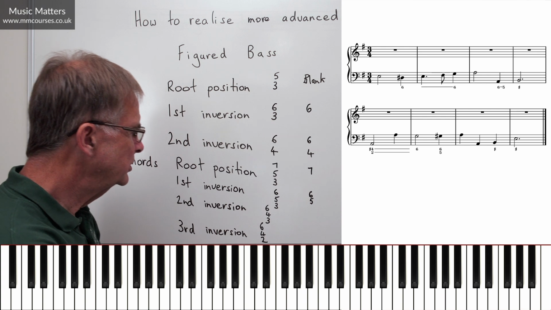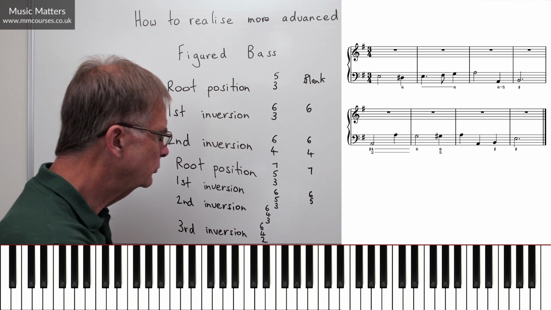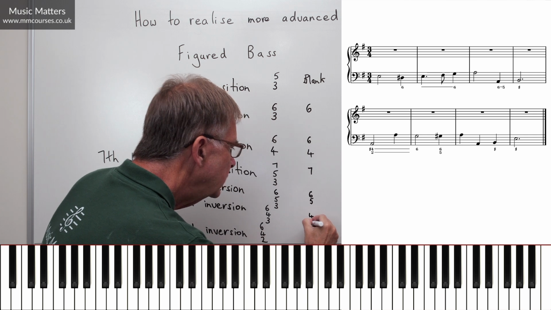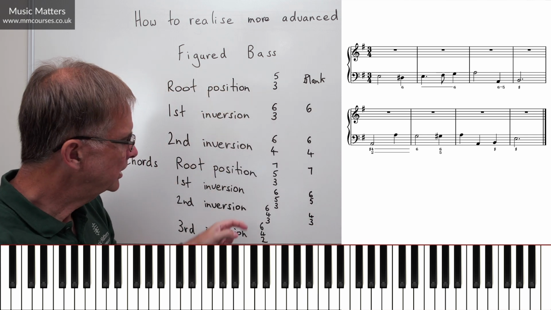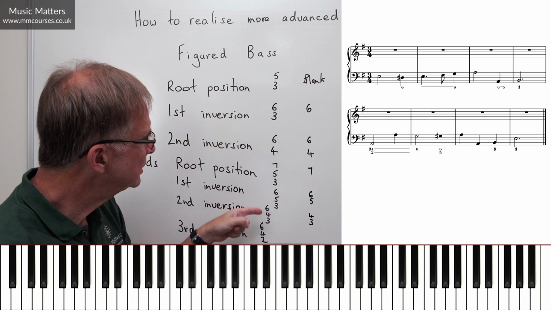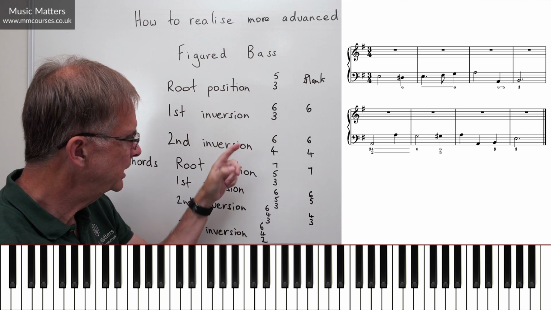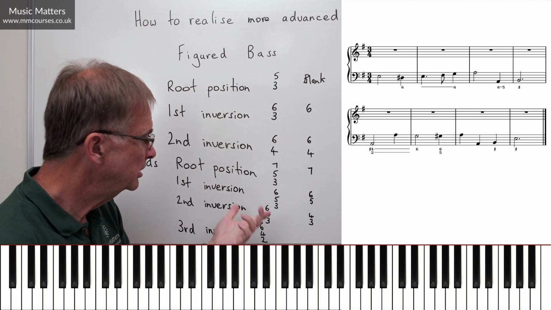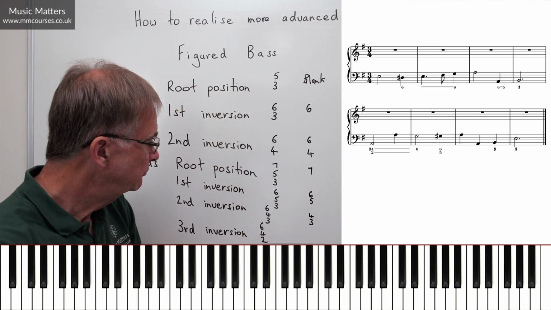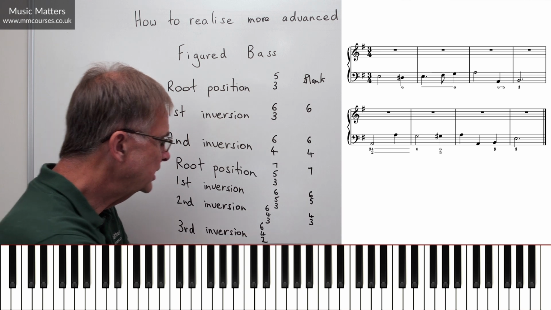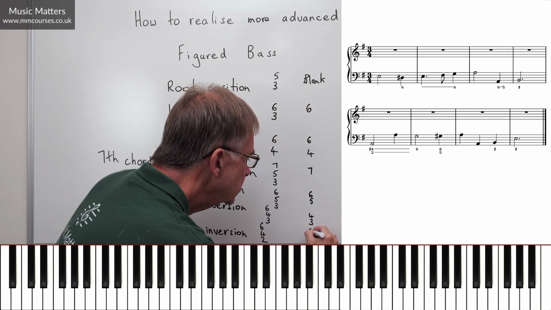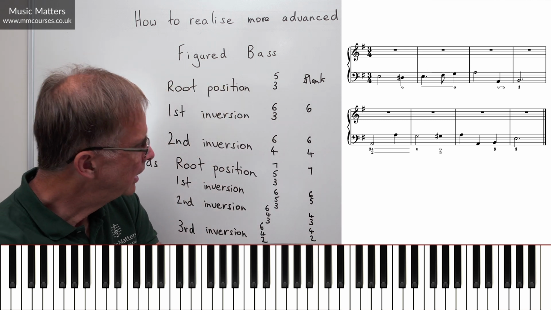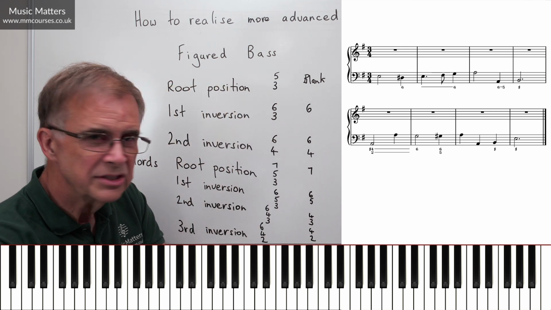Okay, second inversion is a 6-4-3. Well, we abbreviate that to 4-3. Again, think of the logic. You can't abbreviate 6-4 because that looks like a second inversion triad. You can't abbreviate 6-3 because that looks like a first inversion triad. So the only thing you can do is 4-3. And the third inversion, 6-4-2, abbreviates to 4-2. So that gives you all the abbreviations of seventh chords.